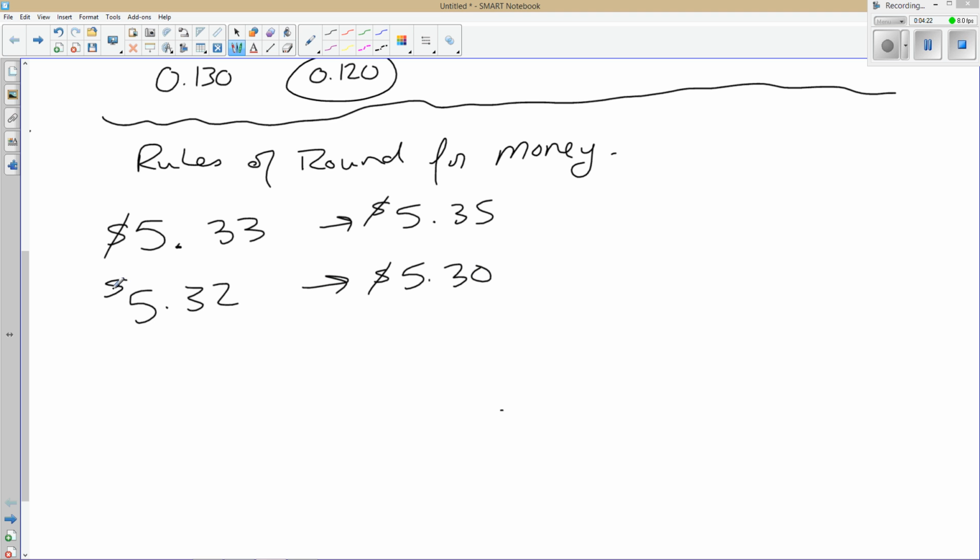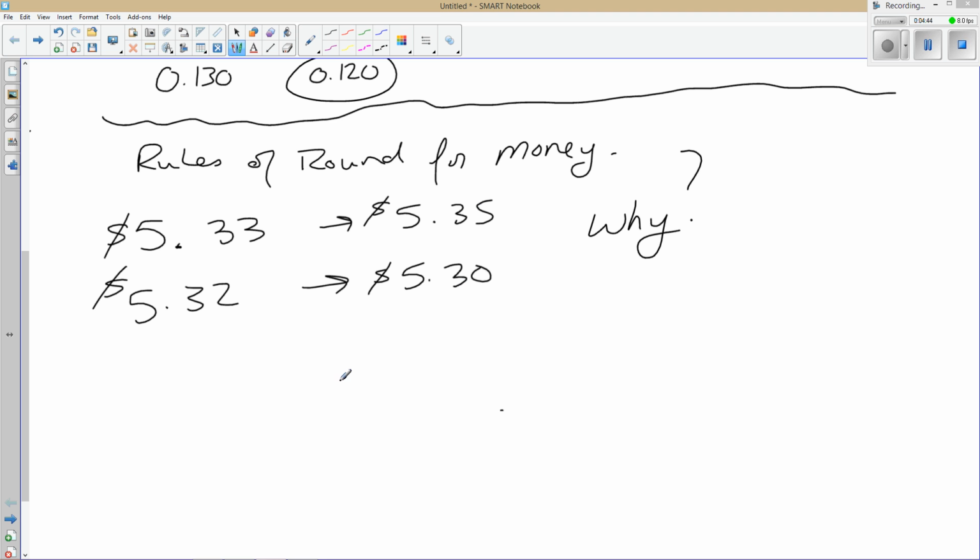You'll probably take a good guess at figuring this out. Why? For money, things round to the 5s or to the 0s. We're not rounding to the nearest tenth. We're rounding, in this case, to the nearest 5: 0, 5, 10. Multiples of 5, I guess, would be the easiest way to say it. We round to multiples of 5.